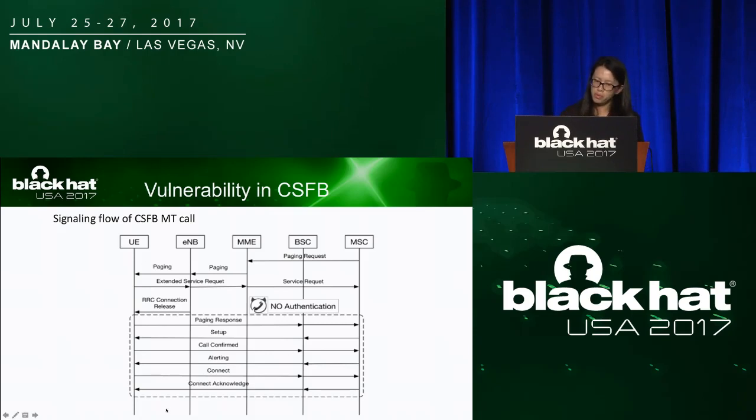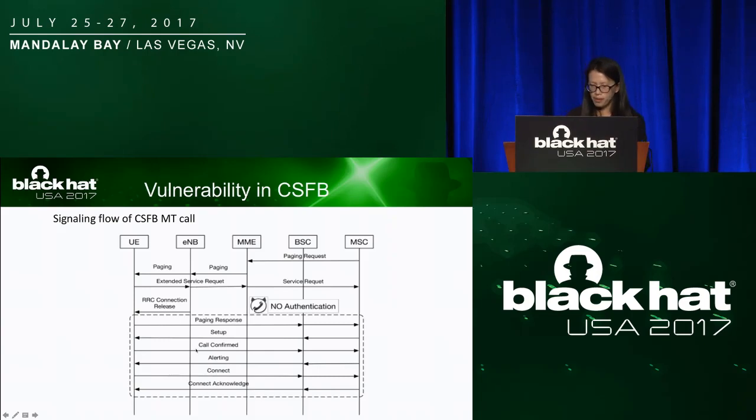This is the normal signaling flow of a CSFB procedure. When there is a call for a UE, the network firstly sends a paging message from MME to the UE. Be noticed here, it's sent on the 4G network, right? And the 4G eNodeB sends an RRC connection release message here. In this message, the network tells the UE which 2G base station it should connect to.